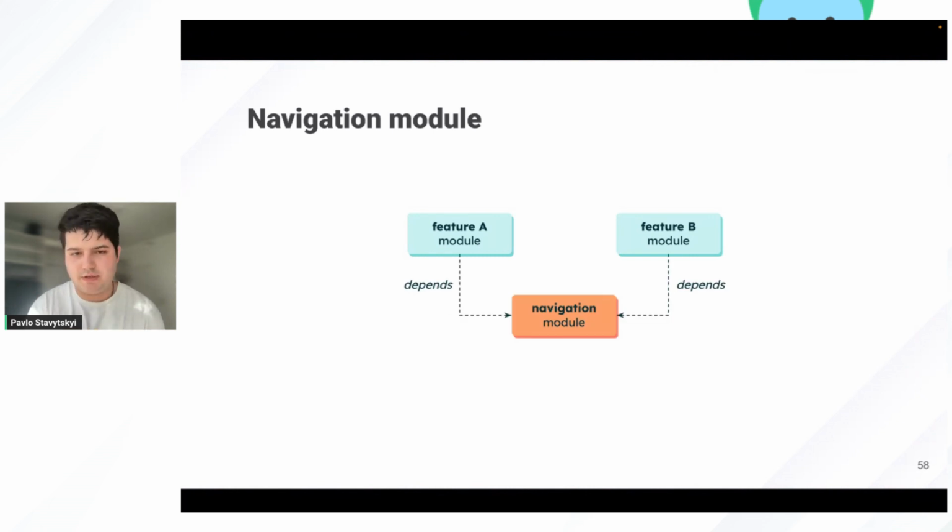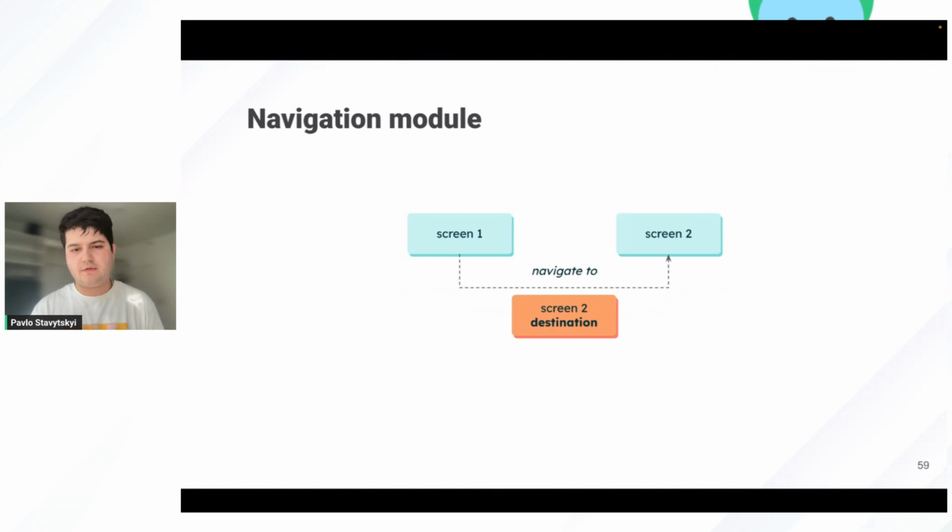We can use a separate module called navigation. It's a very simple module. It should not have any logic, but its main purpose is that both feature A and feature B can depend on it. Inside of this navigation module, we define things called destinations. A destination is a simple data type that defines an intent of navigation, and it is connected to a specific screen. Each destination object can be associated with one and only one screen.